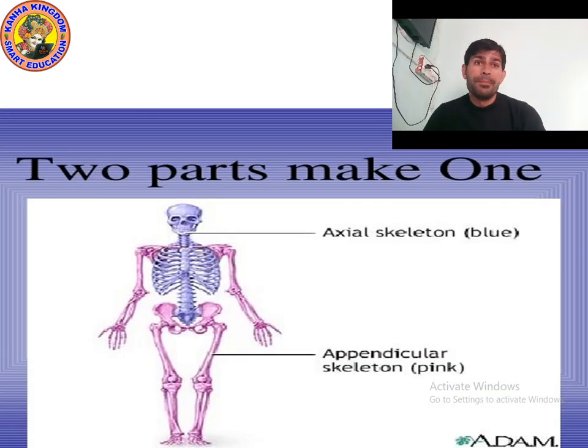So kids, now let's study something new. You know that our skeleton can be divided into two parts, endoskeleton and exoskeleton. Endoskeleton means the skeleton which is inside the body. And exoskeleton means the skeleton which is outside the body.